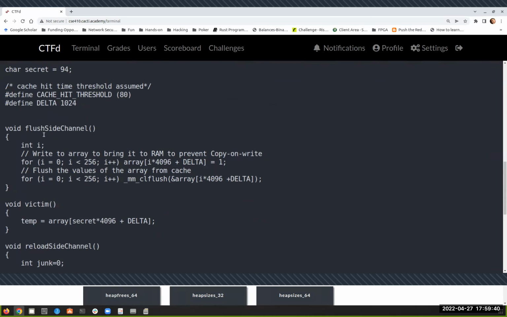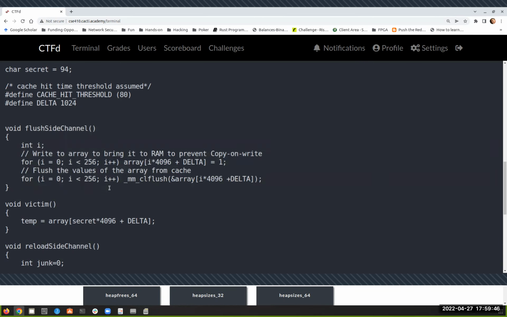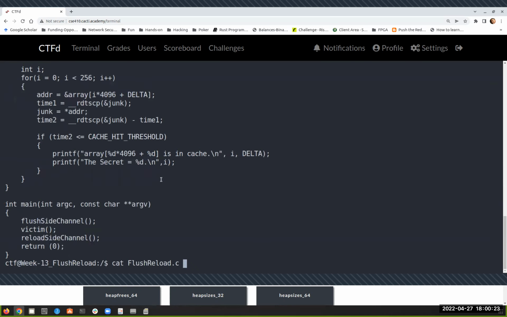So the flush is, we're going to flush the value from the cache. Okay, so here we initialize things. Then we use the library function, memory management, flush, to flush all the items from the cache. So none of them is in the cache. This eventually maps to the CLFLUSH instruction. I think we can show here.